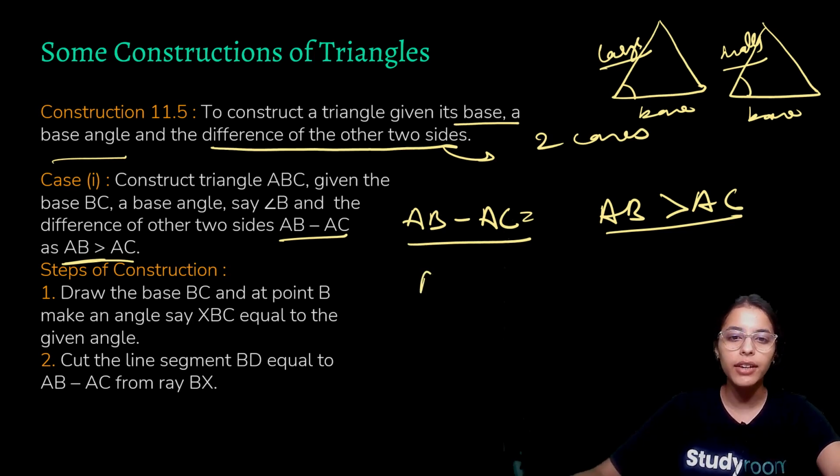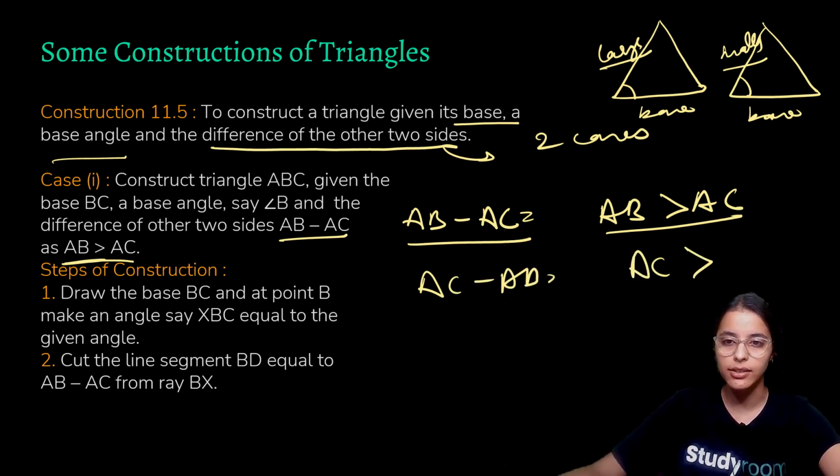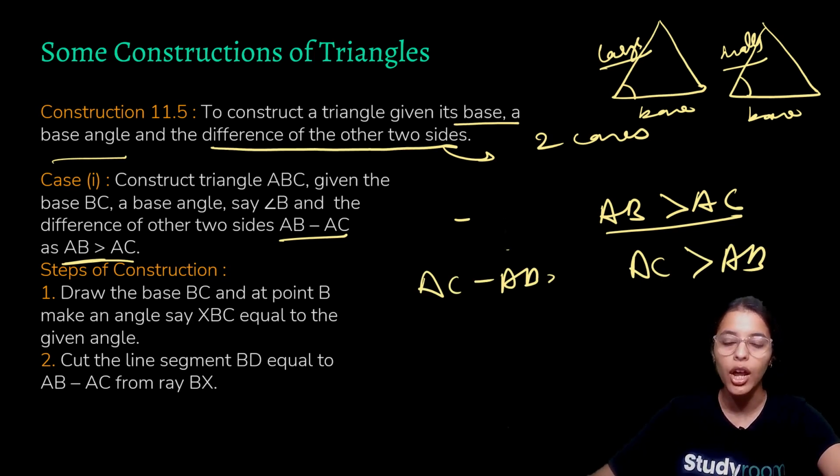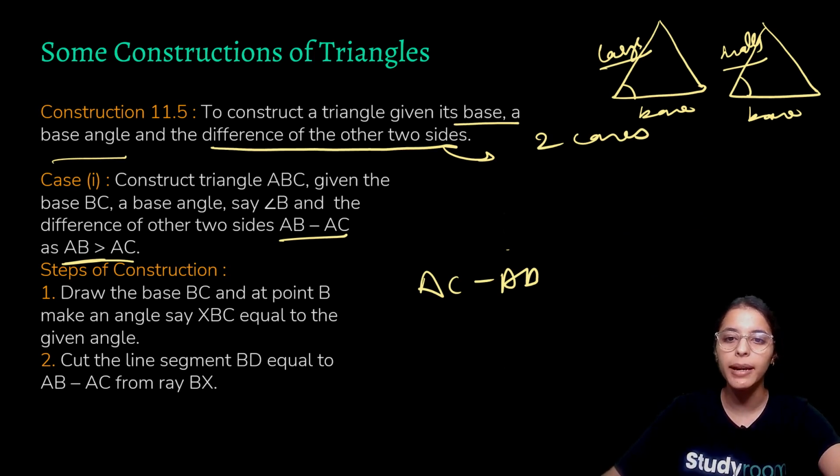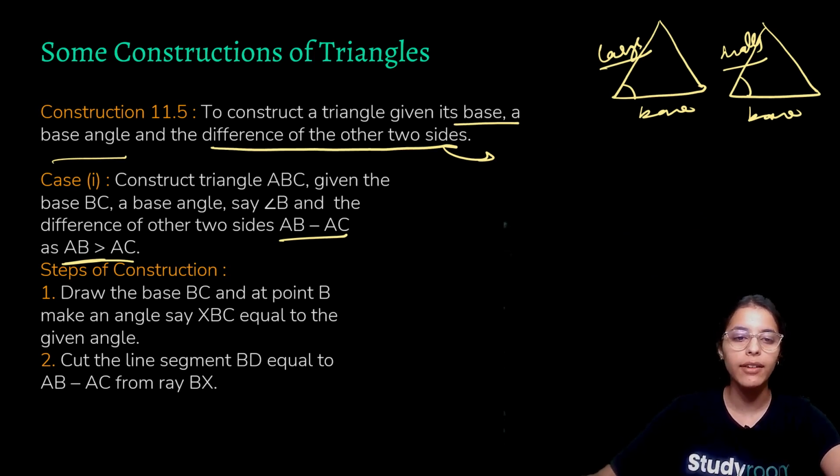Length has to be positive, and that is why AB has to be greater than AC. And similarly, if AC minus AB is mentioned, that would mean that AC is greater than AB. So that is how we decide which side is larger or which side is smaller. You'll understand much better when I further do this question. So let us do this question.